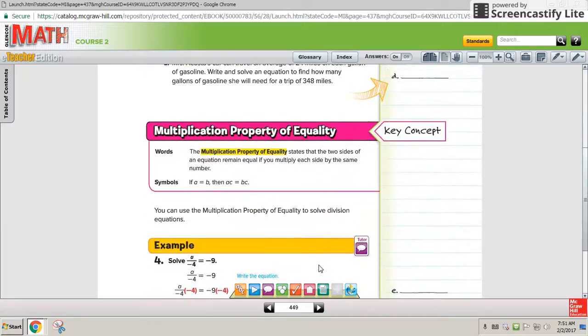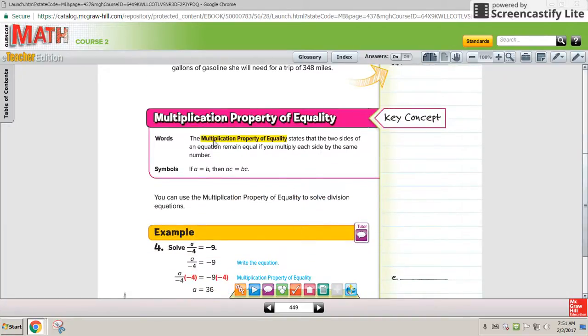Okay, we're going to go to the middle of the page. Multiplication property of equality says the same thing. If you have an equation that's equal, if you multiply the same number on both sides, it's still going to remain equal.